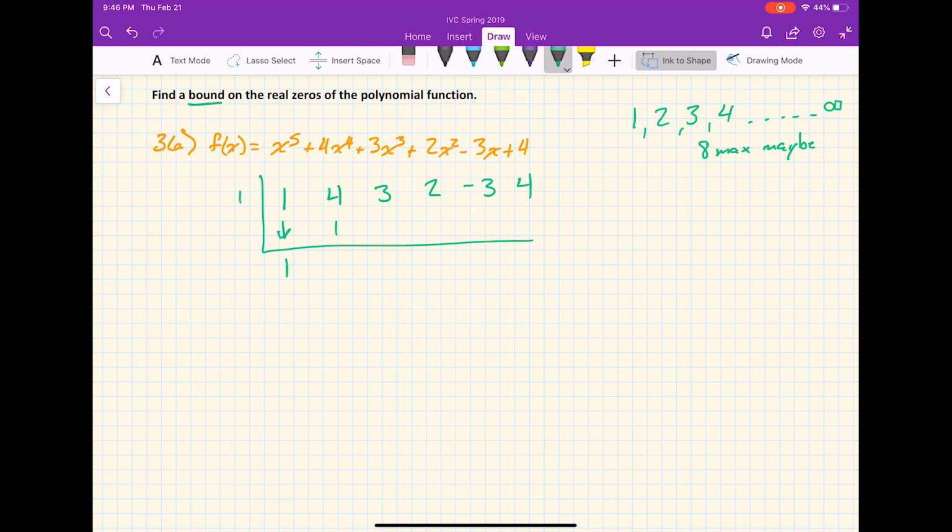But here we go. 1 times 1 is 1. Those together is 5. 1 times 5 is 5. So that's 8. At 8, this is 10.